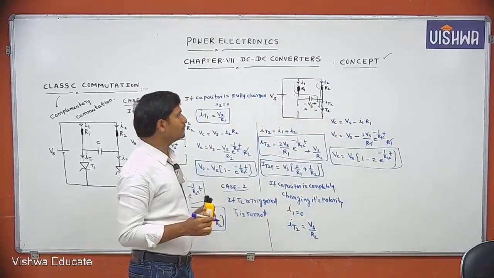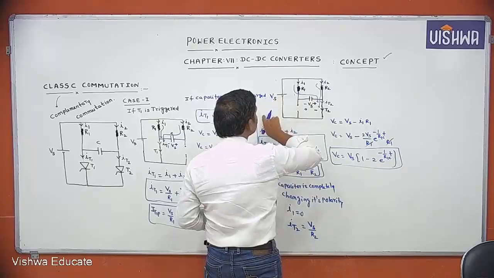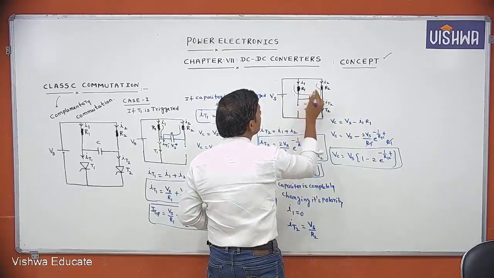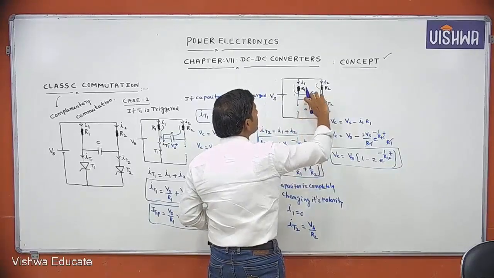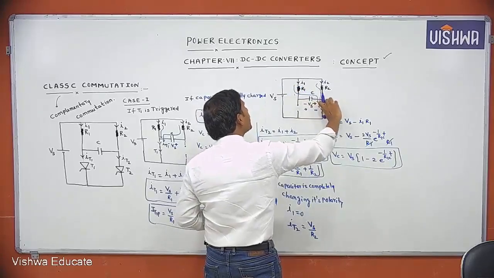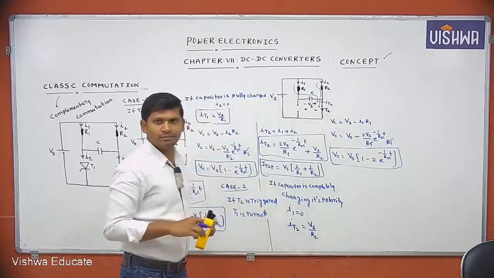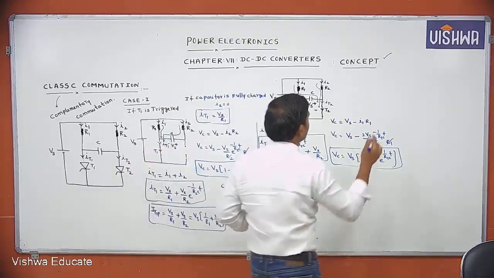This is case 2. After completing case 2, the polarity across this capacitor is plus minus. Now the circuit is ready to turn off T2. If you want to turn off T2, we can trigger T1. Now I am giving this as case 3.